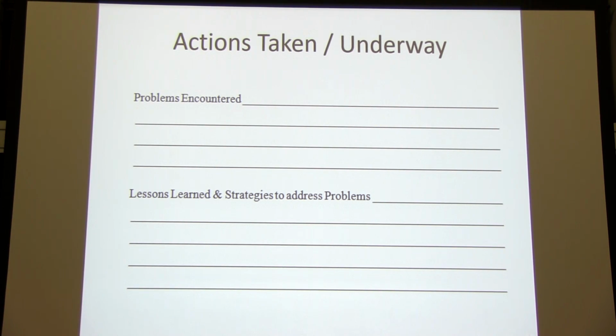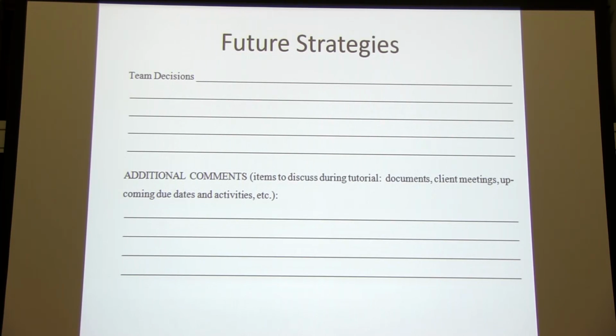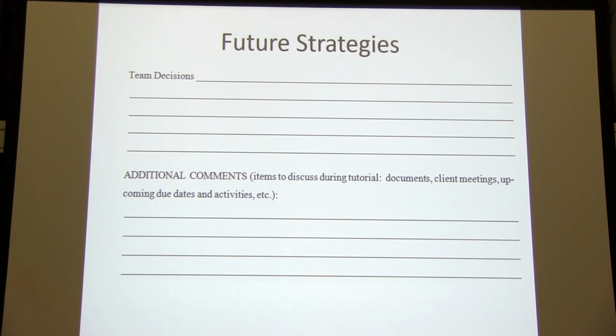So then we look into the future, and we say, what are the team decisions that have been made? So what are team decisions in terms of where we're going to go next? And what are some additional comments? So you can record dates, and you can record things that are coming up that you have to pay attention to. So you put all those in.